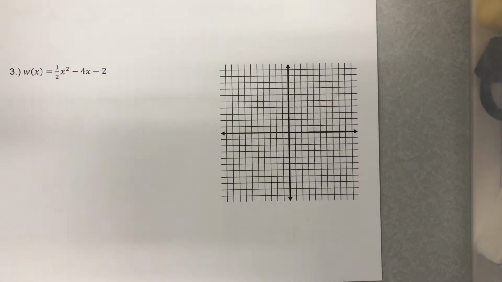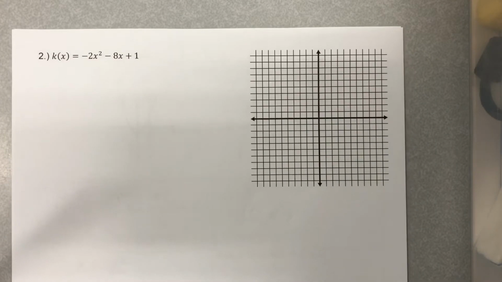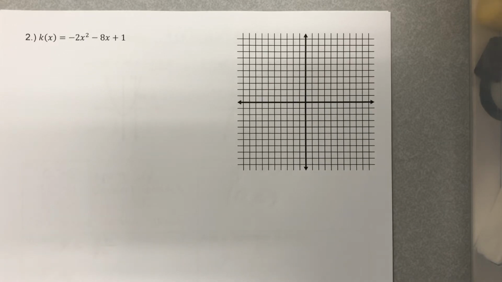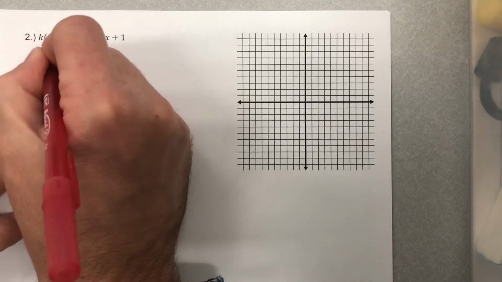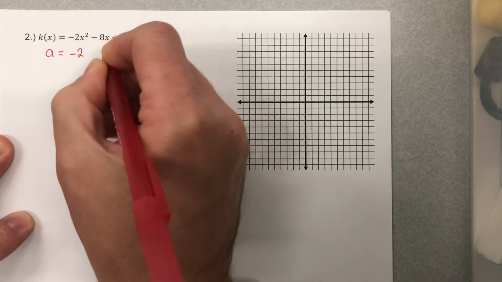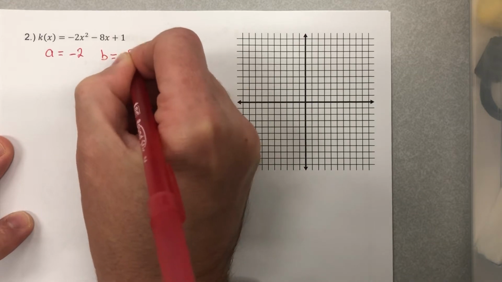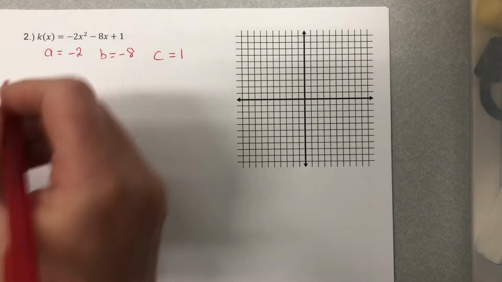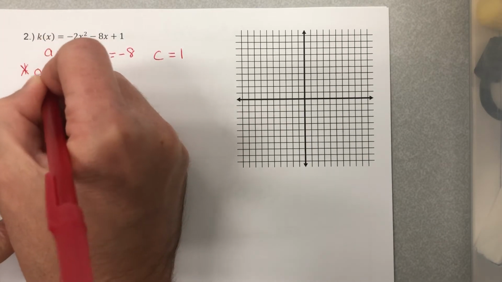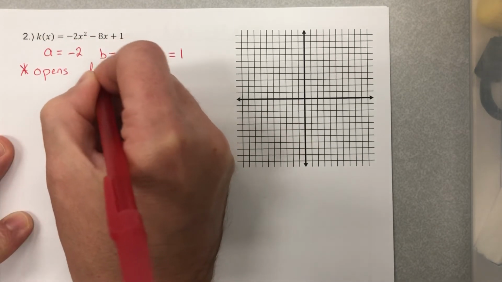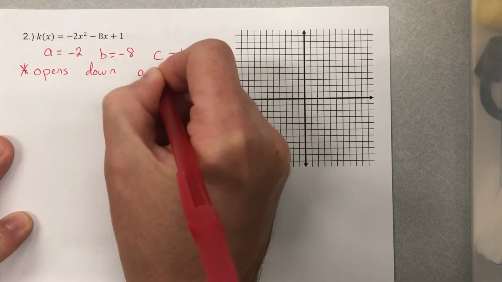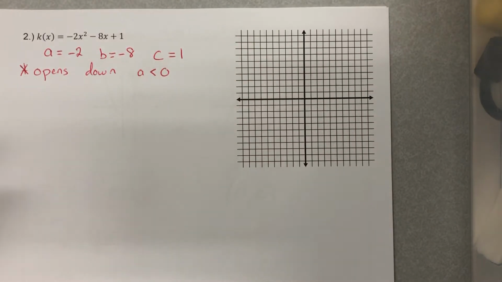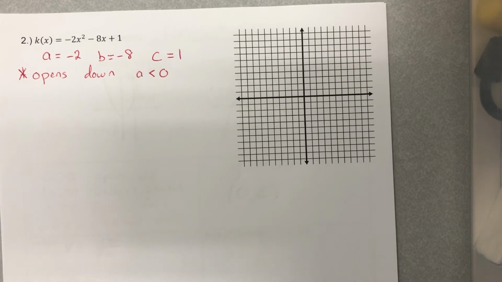So we have 2 more examples to go through today. Our next example is k of x equals -2x squared minus 8x plus 1. Our a is -2, our b is -8, and our c is 1. We realize that this parabola opens down because a is less than 0. Right? Once we know that this opens down, we need to find some more points.